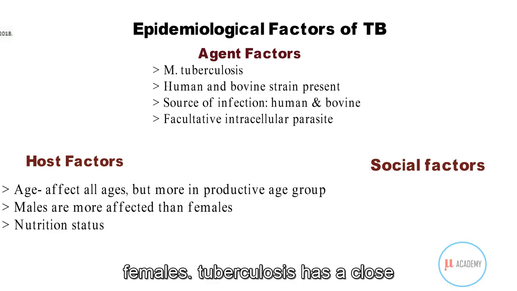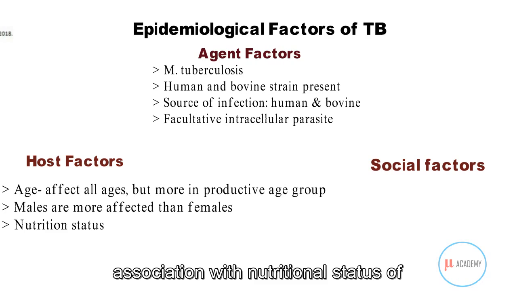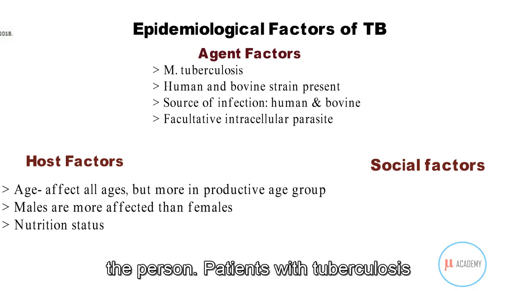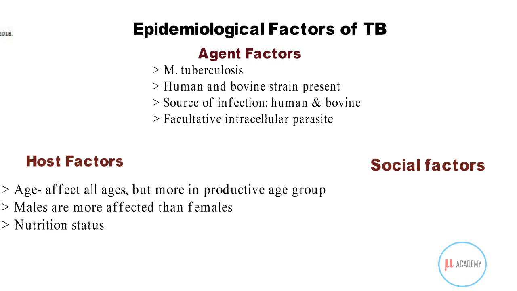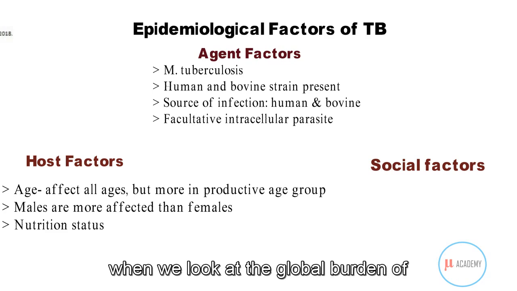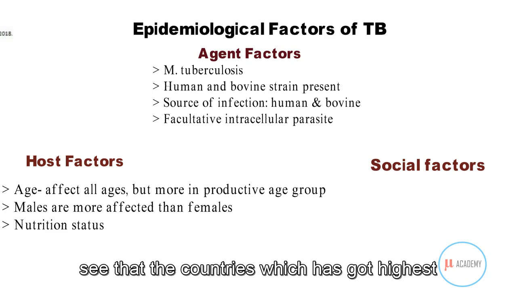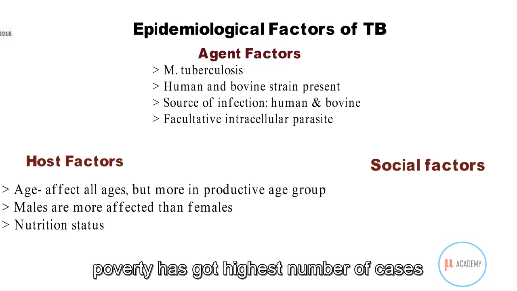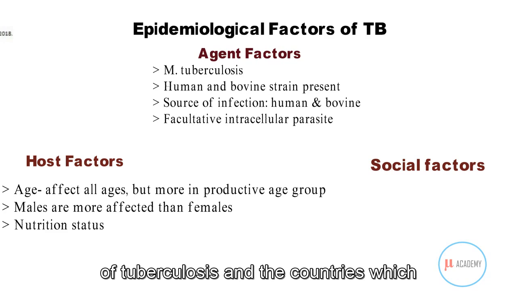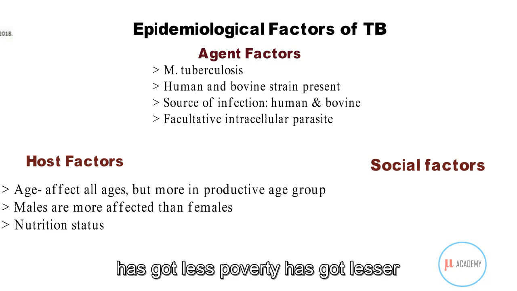Tuberculosis has a close association with the nutritional status of the person. Patients with tuberculosis are usually undernourished. When we look at the global burden of tuberculosis in the whole world, we can see that the countries which have the highest poverty have the highest number of cases of tuberculosis, and the countries which have less poverty have a lesser number of tuberculosis cases.